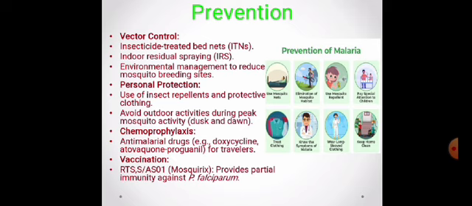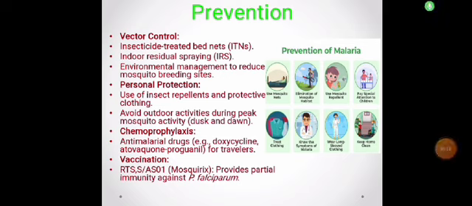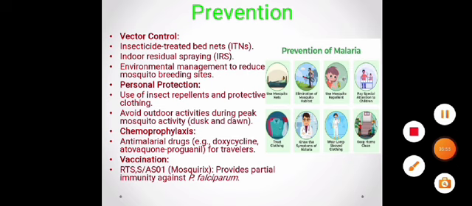Then the personal protection. Usually, there are several outer protections. Personal protection means avoiding outdoor activity during peak mosquito activity, and anti-malarial drugs like hydroxychloroquine and doxycycline. These are the drugs we can use to control or prevent the disease. Then vaccination, RTS,S and R21. These are some common malarial vaccines. We can control malarial disease with them.